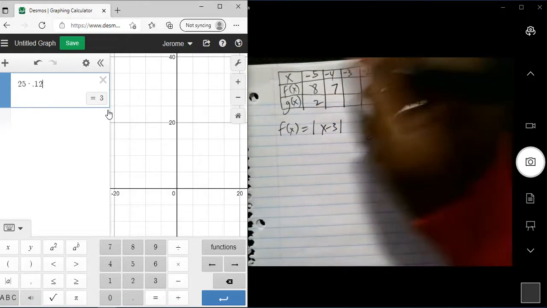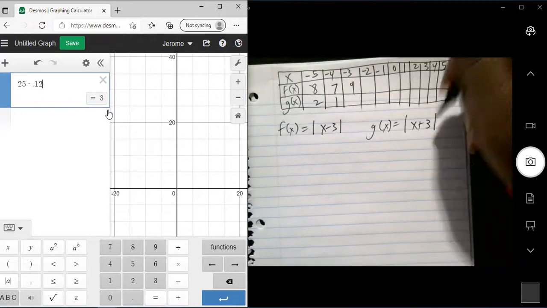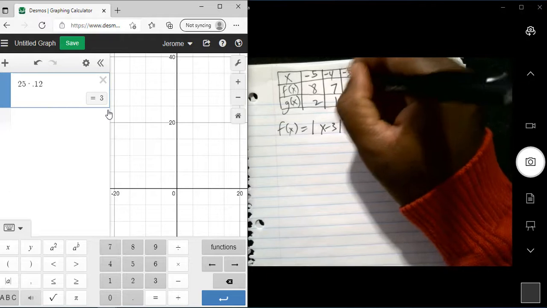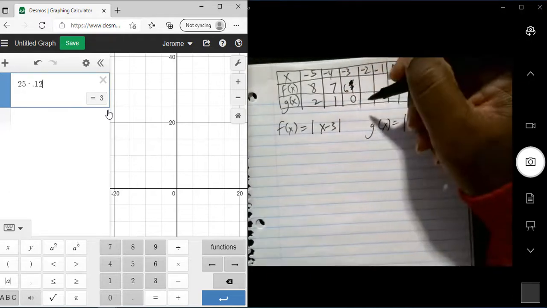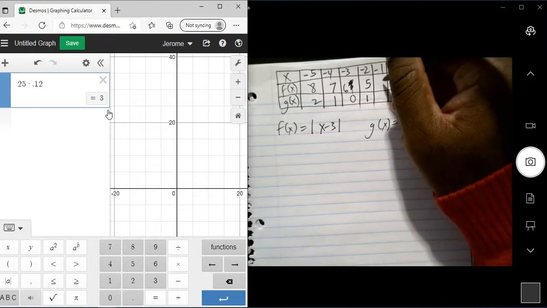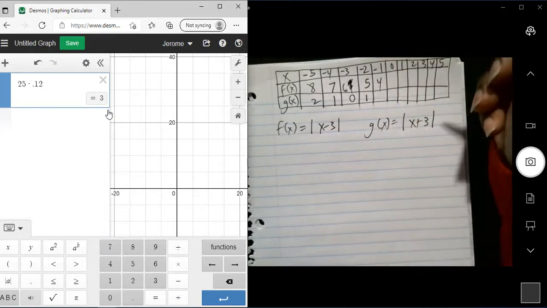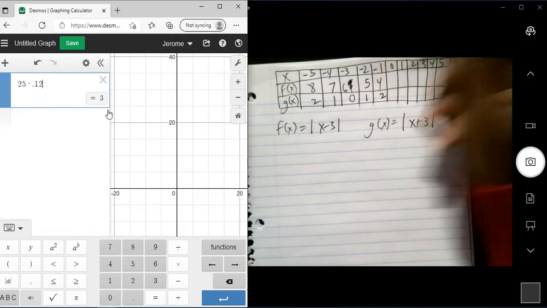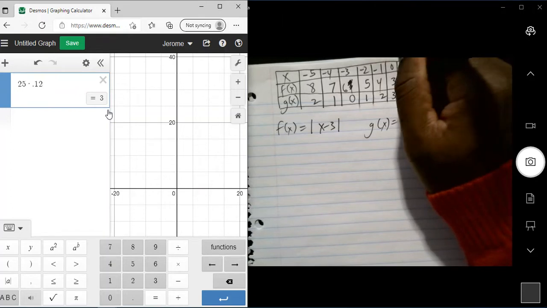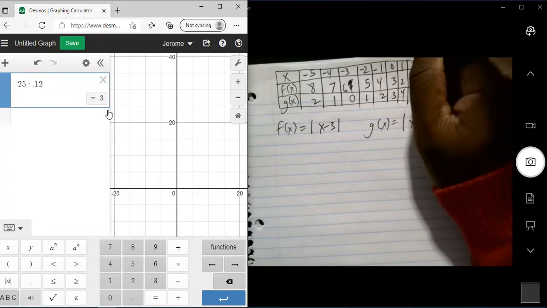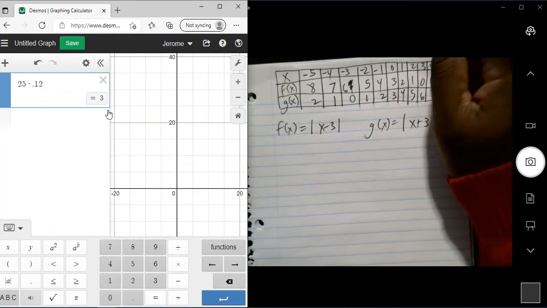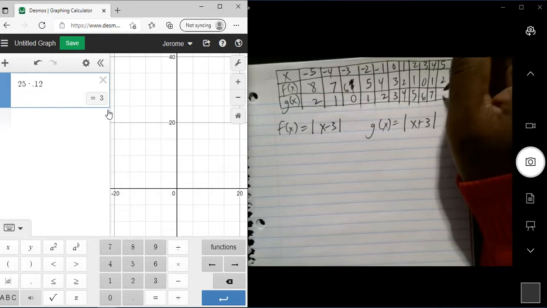This will be 7, this will be 1, this will be 9, this will be 0. Oh, I'm sorry, 6, not 9. I multiplied. This will be 6, this will be 0, this will be 5, this would be 1, this would be 4, this would be 2, and then this 0 would be 3 and 3, 1 would be 2 and 4, 2 would be 1 and 5, 3 would be 0 and 6, and then 4 would be 1 and 7, and then 5 would be 2 and 8.